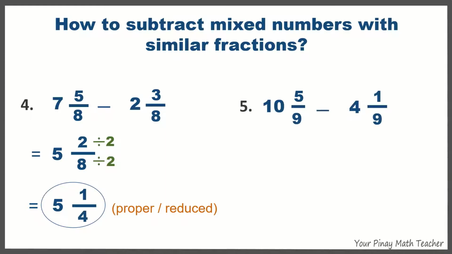Number 5. 10 and 5/9 minus 4 and 1/9 is equal to 6 and 4/9. Since 4/9 cannot be reduced anymore, then this is our final answer.